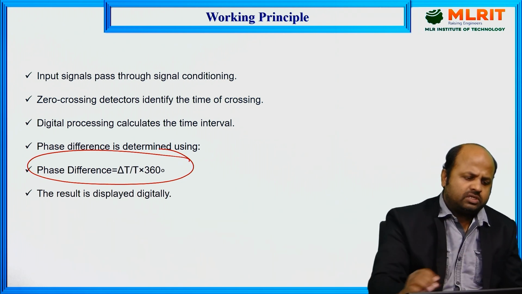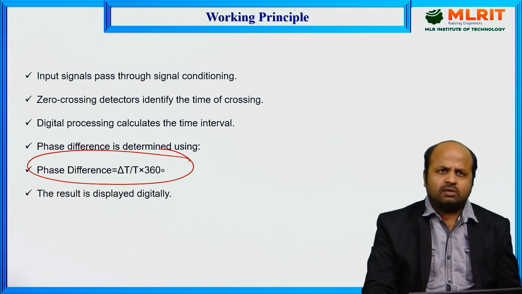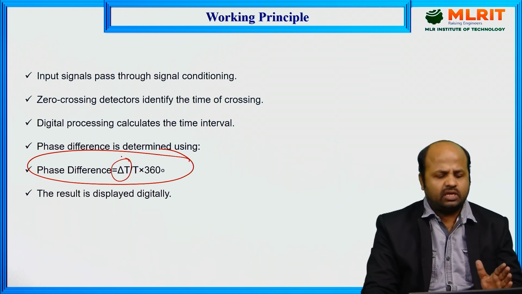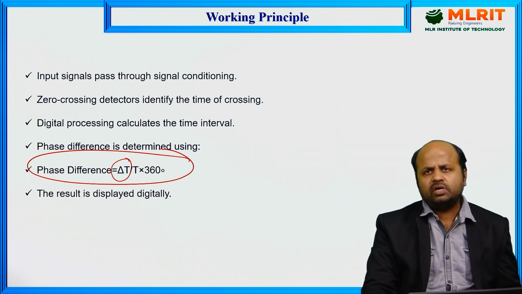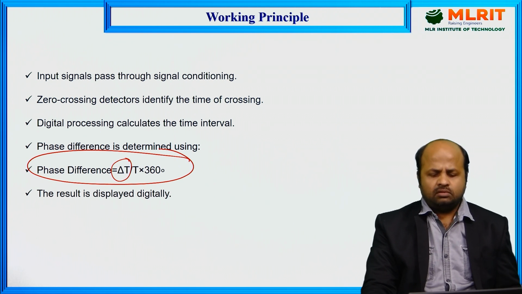So already we discussed that the input signal is passed through the amplifier and attenuator circuit, which is nothing but the signal conditioning circuit. After that, the zero crossing detector. Thereafter, through the JK flip-flop, we are able to calculate the delta T, and with the help of the formula, we can convert delta T into the phase difference, and finally, the results are displayed on the LCD.